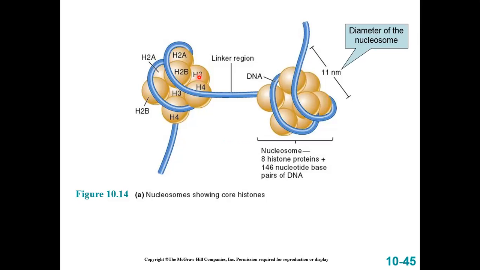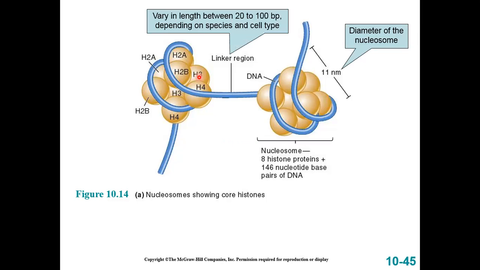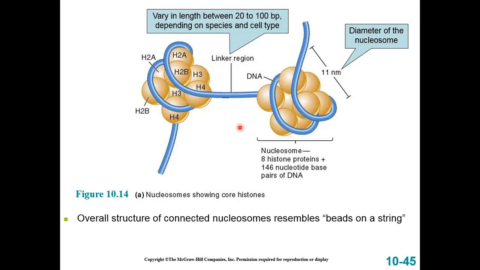The diameter of the nucleosome is around 11 nanometers. To link the two units containing the histone proteins and the DNA, there is a linker DNA which makes the link between the two beads. It is composed of 20 to 100 base pairs of DNA, and this length varies from species to species.